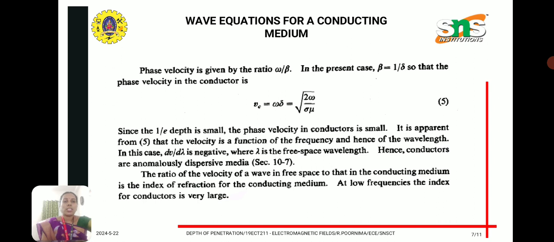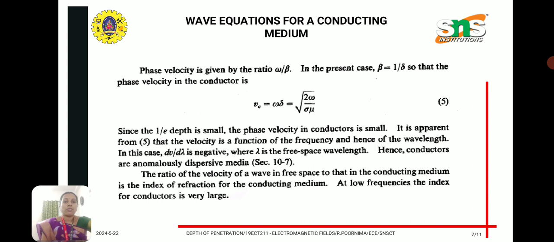The phase velocity is given by the ratio of omega by beta. For beta equal to 1 by delta, the phase velocity in a conductor is given by square root of 2 omega by sigma mu. Since the 1 by e depth is very small, the phase velocity is small. The velocity is a function of frequency and hence of wavelength, so dV by d lambda is negative, where lambda is the free space wavelength. So conductors are anomalously dispersive media.